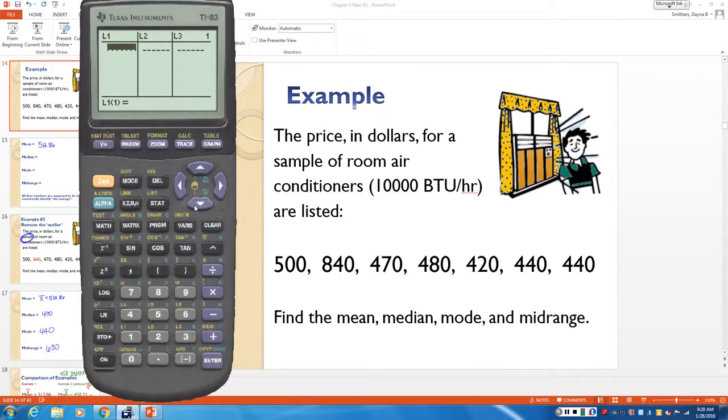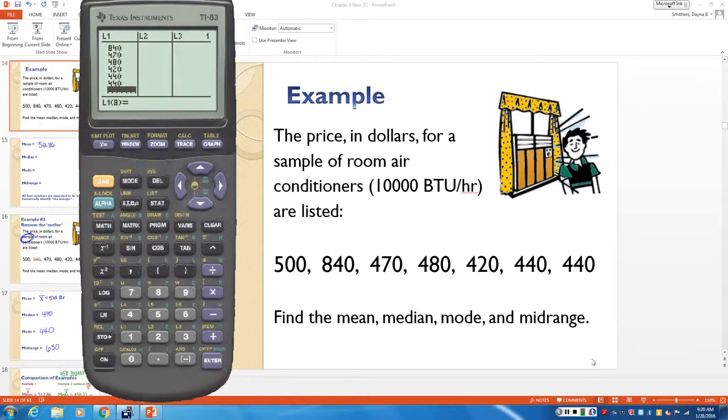So quickly go ahead and type in your number, press enter. Type in your number, press enter until you have your whole list. Including the expensive one? Yes, go ahead and include the expensive ones. So you should have 7 numbers listed.